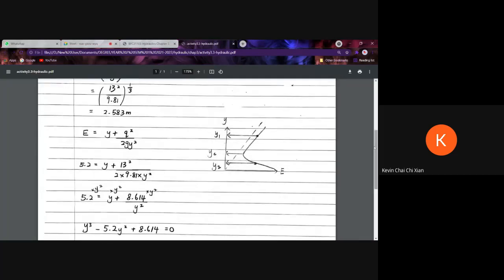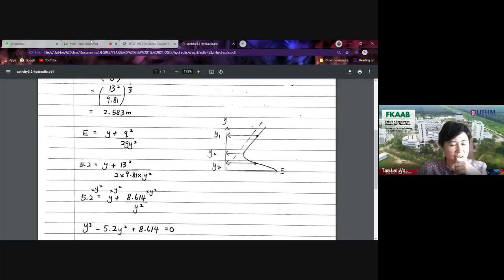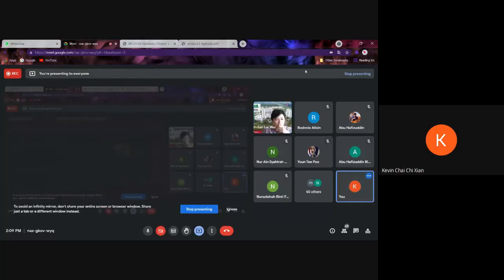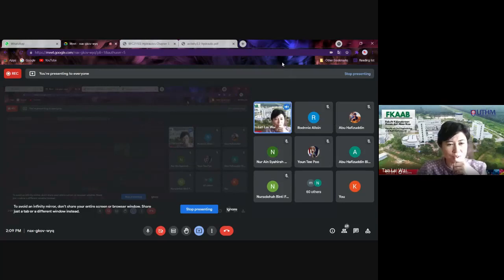And then to find y, we use this equation, E equal to y plus q squared over 2gy squared. Kevin, can I ask you one question? Yes. Okay, you just go ahead. Could you show me your calculation? I wanted to ask you based on your work.